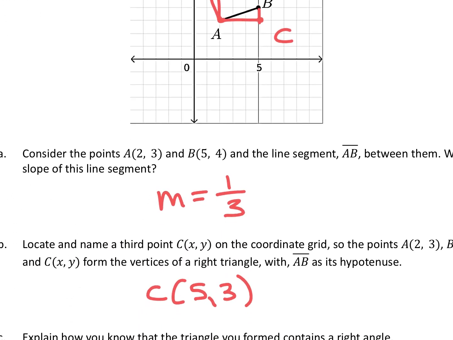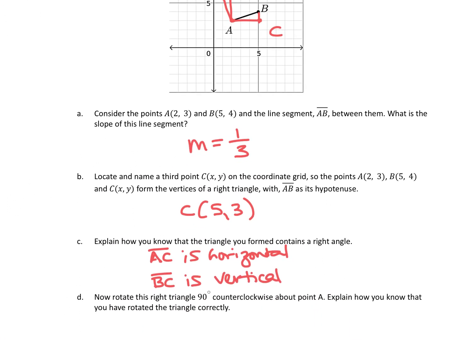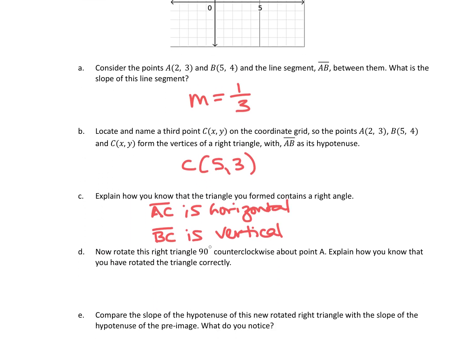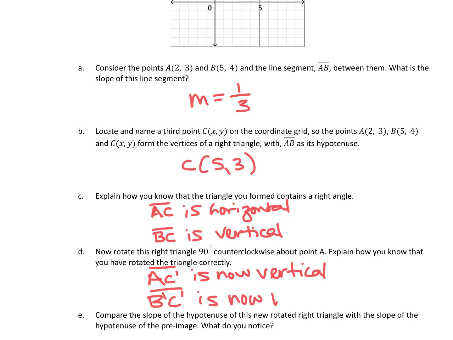Okay, so let's add in our explanation saying why we know we rotated correctly. So we know that AC prime is now vertical, and it's the same length, just vertical. And we know that B prime, C prime line segment is now horizontal.